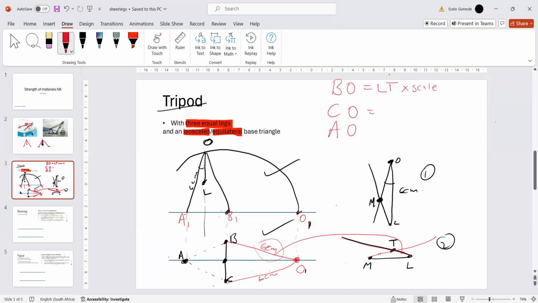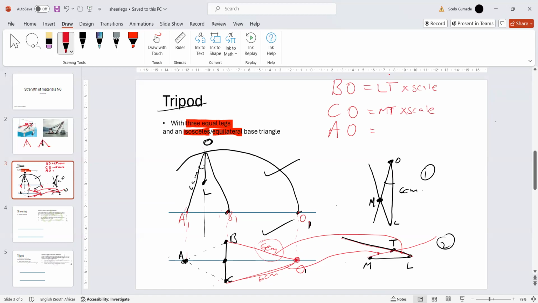Now CO, there's CO. And CO is parallel to which line? CO is this line here, which is MT. I'm going to measure MT in centimeters and multiply it by scale. Remember, the scale is the scale of the force, and the scale of the force is 5. I'm going to multiply it by 5. And then, which is the last line?